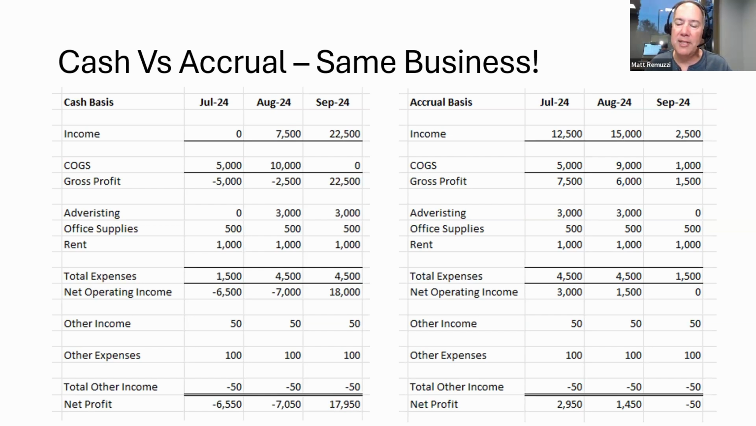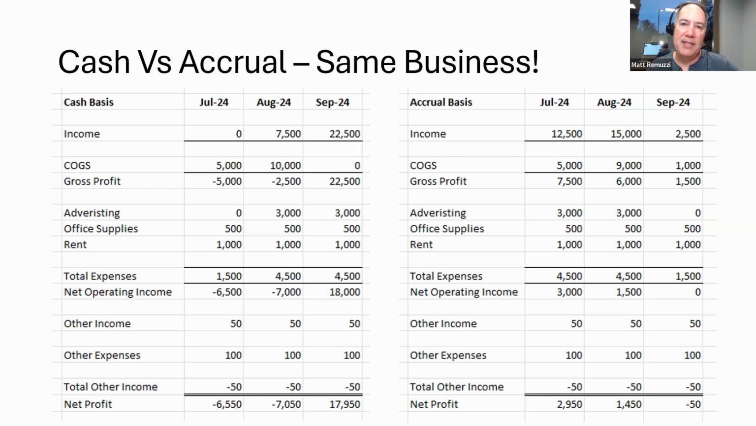So if you're looking at this business just on a cash basis, the first 2 months, you might think, oh man, I don't even know if we should be in this business. We're losing money hand over fist. I hope we have enough in the bank to cover this. And if you just look at September, you'd say, oh my gosh, this is the most profitable business ever. We had $22,000 in income and almost $18,000 in profit. This is fantastic. Why can't every month be like this?